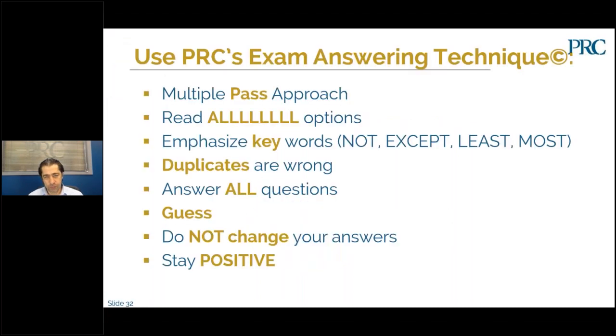Your first step is we like to use the multiple pass approach. What does the multiple pass approach entail? Now, this exam, as we said, is 100 questions or 125 questions in a limited set of time. You will not be penalized for incorrect questions. You will not be penalized for questions you did not answer. And each question has an equal weight.